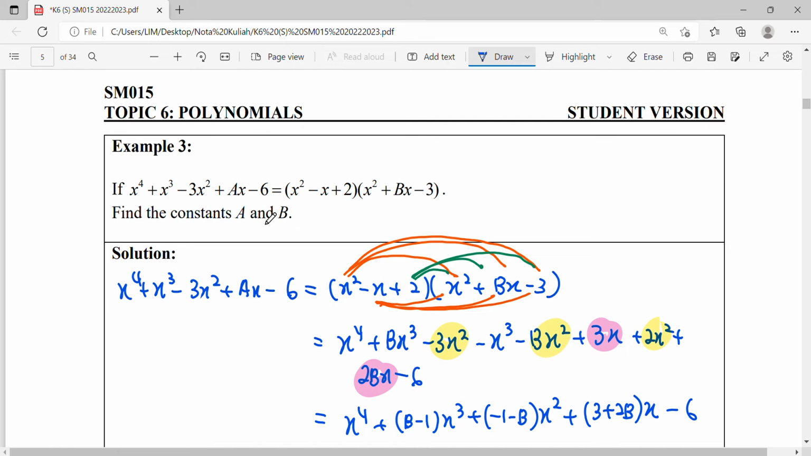Kalau tak percaya, you ambil polinomial ni, cuba bahagi. Dia akan bahagi habis tanpa ada remainder. You boleh cuba. So kita boleh kata ini adalah factor dia. Quotient dia adalah factor dia. Divisor dia adalah factor dia.